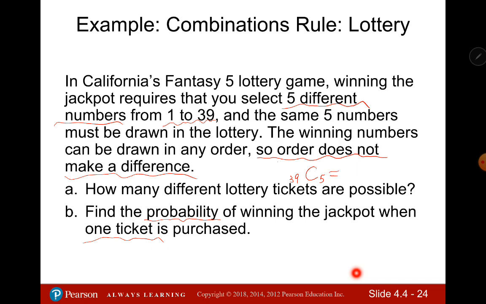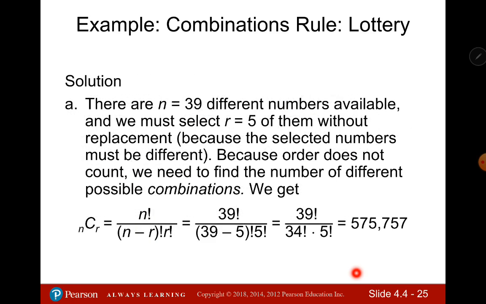Then we can use the formula. It will be n factorial, so here it will be 39 factorial, divided by n minus r factorial, 39 minus 5, that will be 34 factorial. But we also have another term, r factorial. So in this case, it's 5 factorial. So that's the formula.